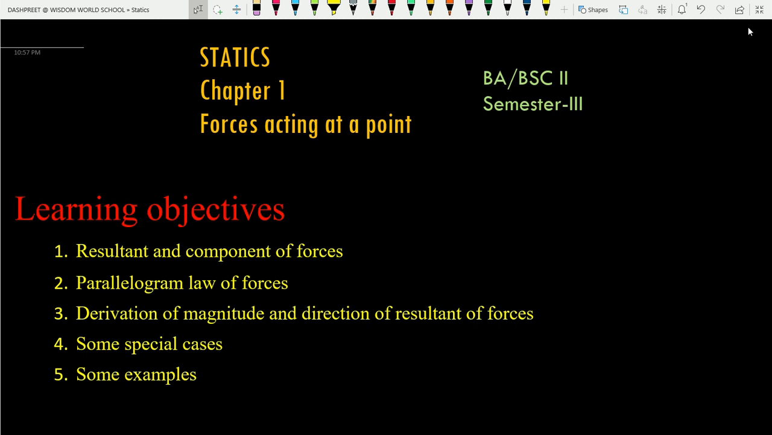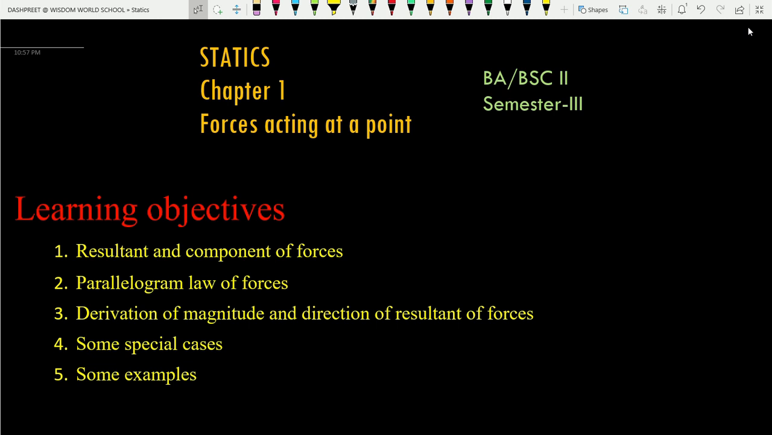Welcome to Maths Gyan Academy. Today we will do Chapter 1, Forces Acting at a Point. The learning objectives of today's session: first, we will do resultant and component of forces. What is the resultant of forces and what is the definition of component of forces?